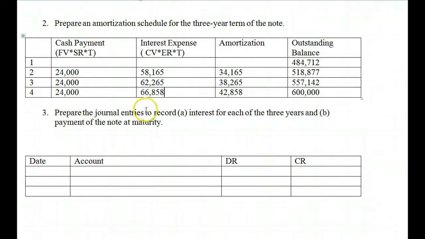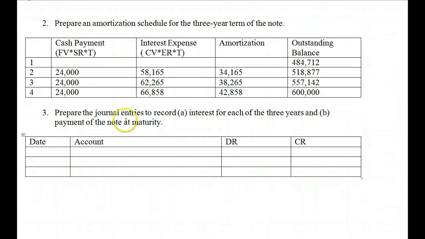All right, and the last thing says prepare the entry to record the interest for the 3 years and the payment of the note at maturity. Now, I'm going to cheat a little bit, and the reason is that if you can do one interest payment, you can do them all. So I'm just going to do that first interest payment.